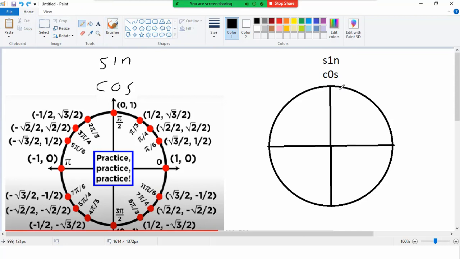I hate to get this stuck in your heads. Okay, this is how this goes. X is cosine, y is sine. You can say that like this. X is cosine, y is sine around the unit circle.